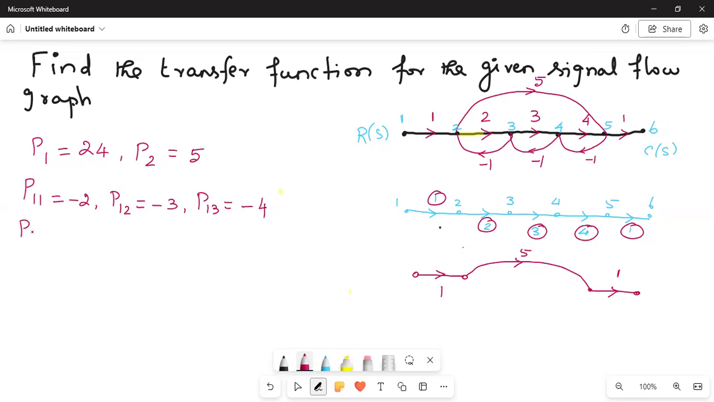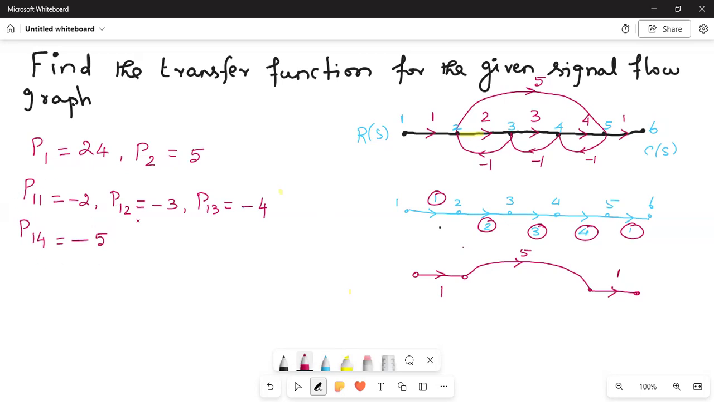Then next, fourth loop, P14. So P14 is equal to, now you see the 5. The 5 is multiplied with minus 1. So therefore, we'll get minus 5. Then the minus 5 is multiplied with minus 1. So therefore, plus 5. Once again, the plus 5 is multiplied with minus 1. So therefore, we will get minus 5. Okay, so this is the answer for P14.